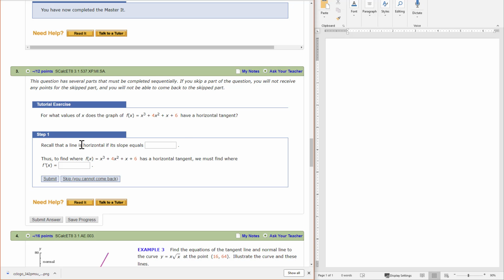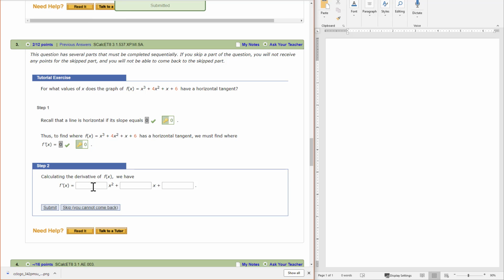So recall that the line is horizontal if the slope is equal to 0, and the line is vertical if the slope is infinite. So here we're looking at 0. Thus, to find out where this function has a horizontal tangent line, we want to find when your derivative, which is essentially the slope, is also equal to 0.